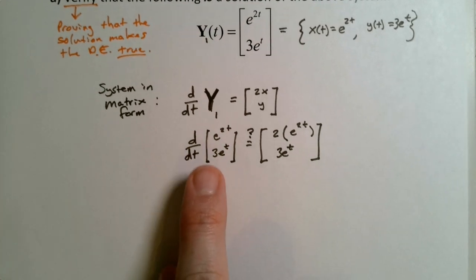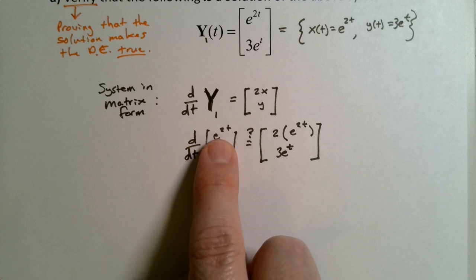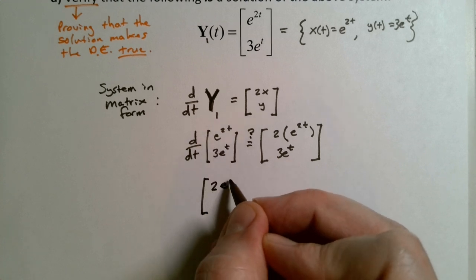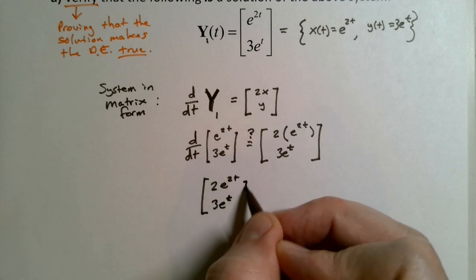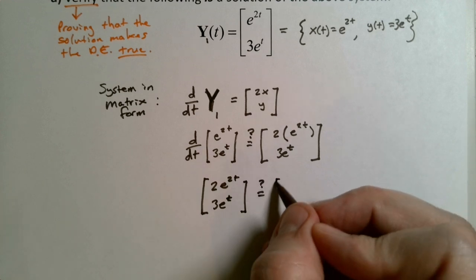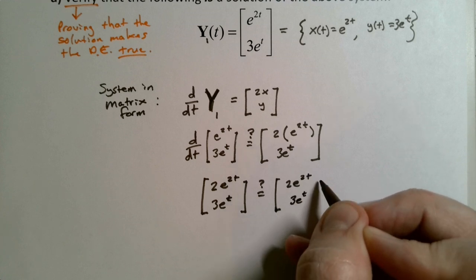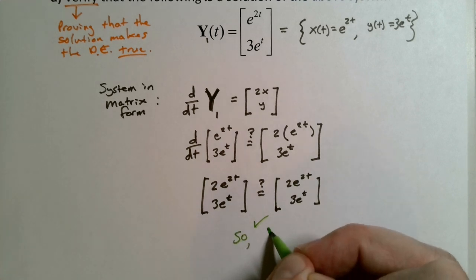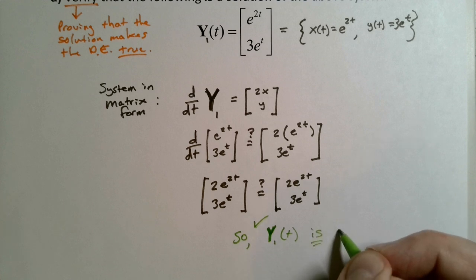So on this side, we're going to take the derivative of this matrix, and it seems like it would be really complicated, but all you do is apply the derivative operator to the top element and then apply it to the bottom element. So on the top, the 2 comes down out front, so you'd have 2e to the 2t. And in the bottom, the derivative of 3e to the t is just 3e to the t. No big shakes on that side. Is that the same thing as what we have over here, which of course is 2e to the 2t, and on the bottom, 3e to the t? Since these two things are identical, we just verified that this really is a solution. So we can say that y1, that matrix, is a particular solution.